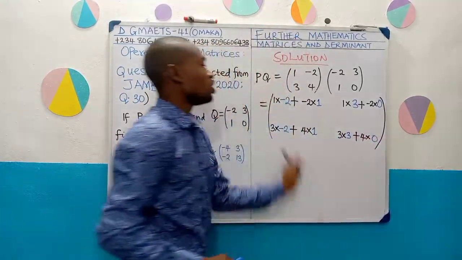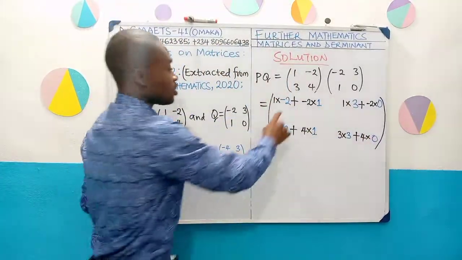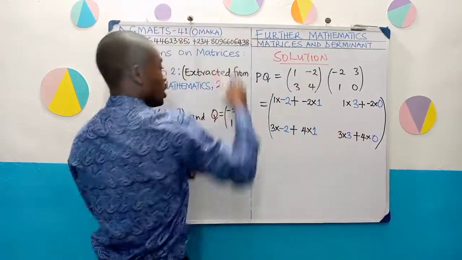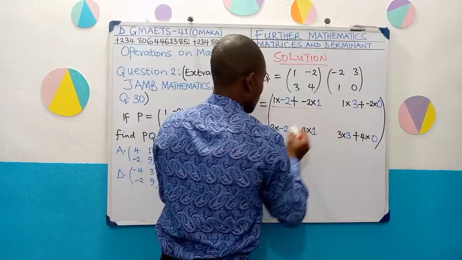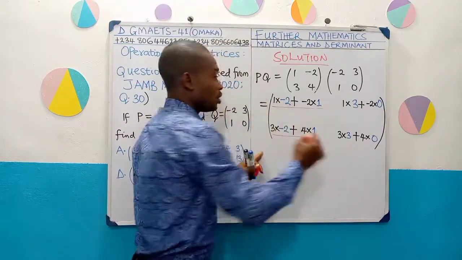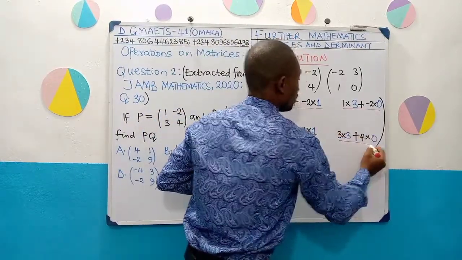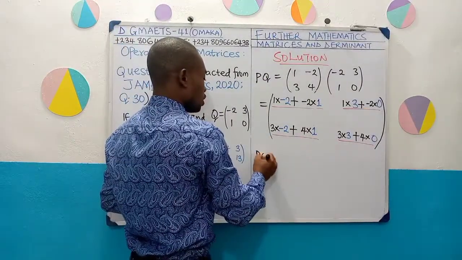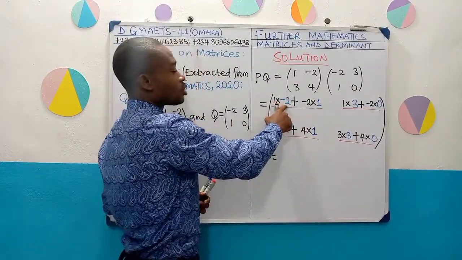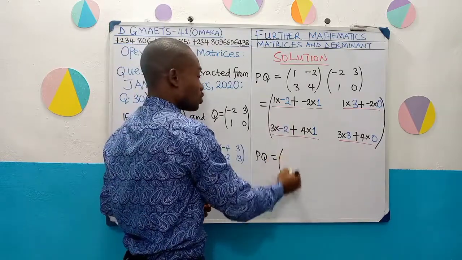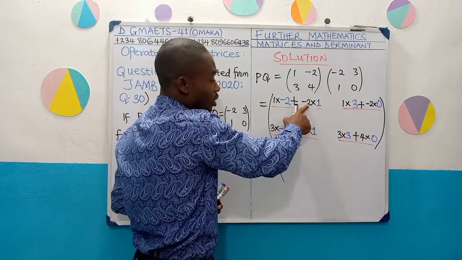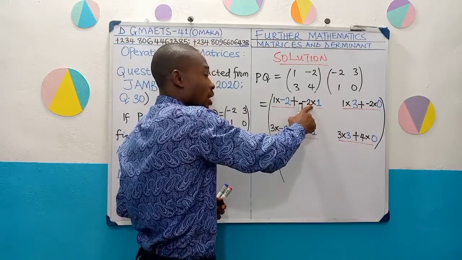Good. All we now need to do is to work out this. Solve this whole thing, solve this, solve this. This is going to give you one whole thing here, which will give you one number. Then this one, work them together. So that's just all you need to do. Therefore, PQ is equal to 1 times minus 2 is going to give us what? Minus 2. So let me put that minus 2, add it to, this is minus 2 times 1, which is also going to give us minus 2.